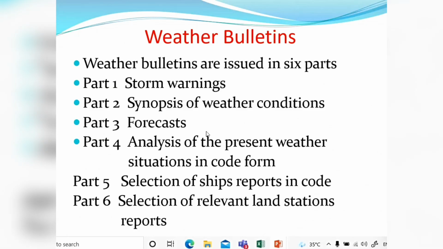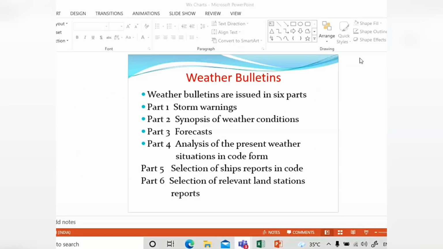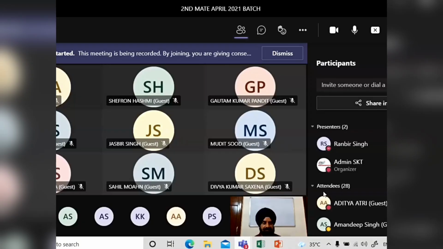Any questions so far? So meteorology, I think, in my opinion, almost covered. Anybody? Any questions? No sir. So meteorology आपकी almost खत्म है.